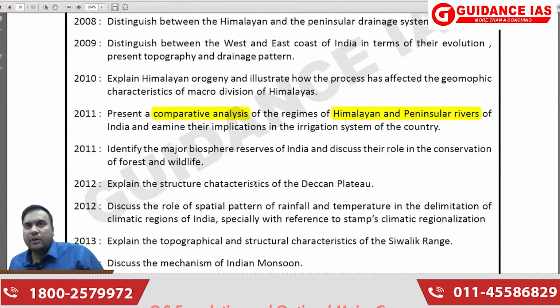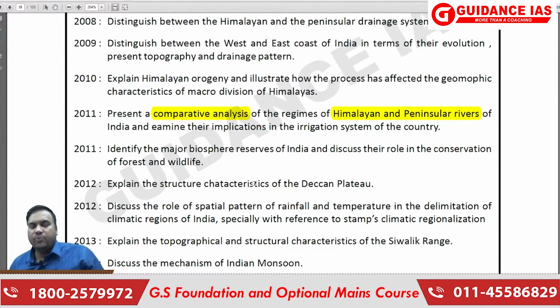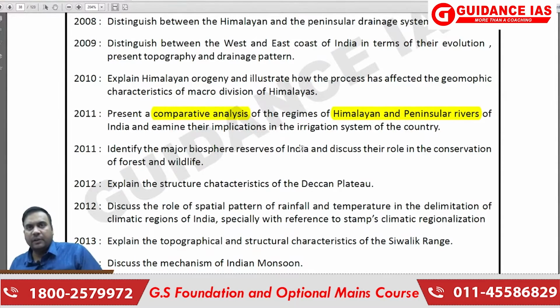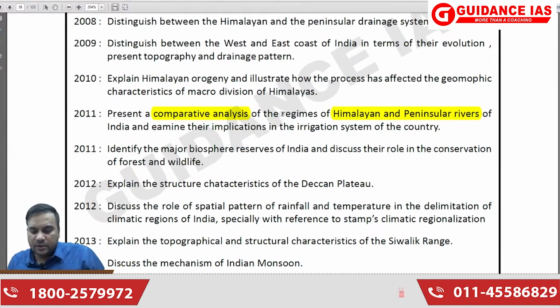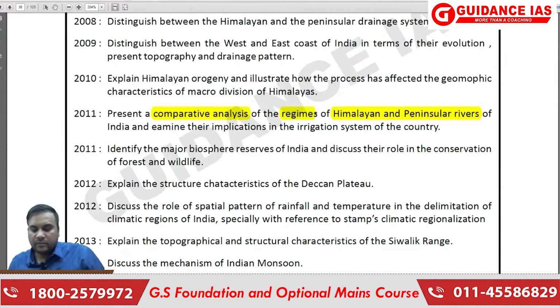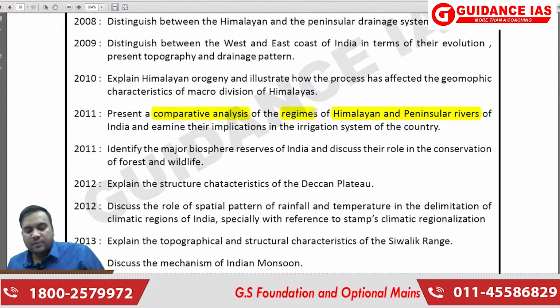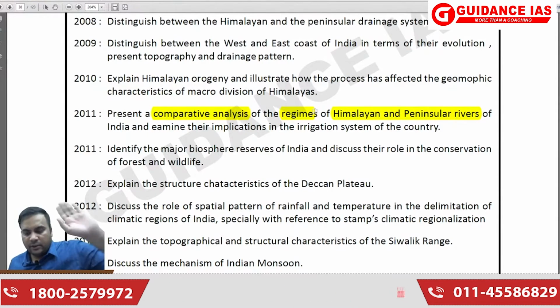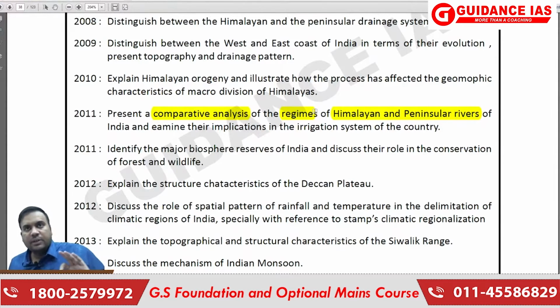Unfortunately, what they forgot here was a very important keyword. This question was not a simple comparison of Himalayan and peninsular river. This question was with respect to the comparison of the regimes of Himalayan and peninsular rivers. Okay. Can you get what we are saying here? It was about the regime.